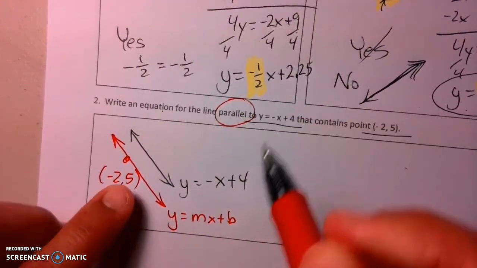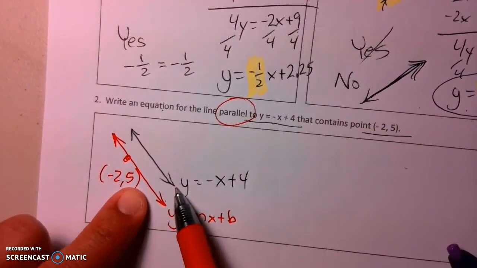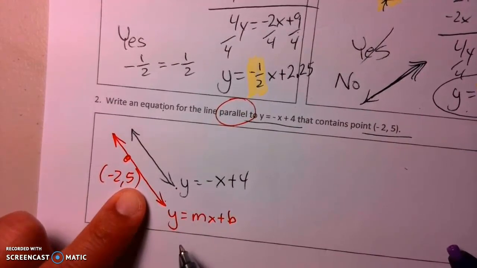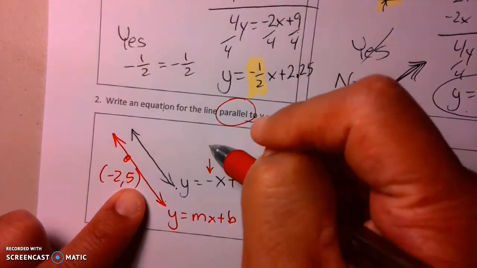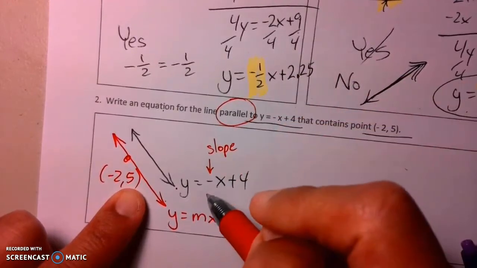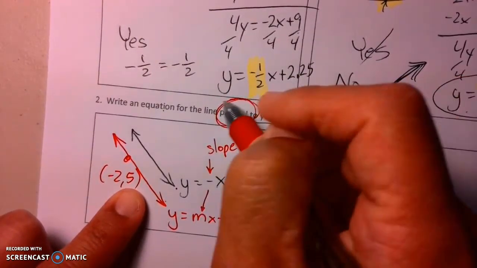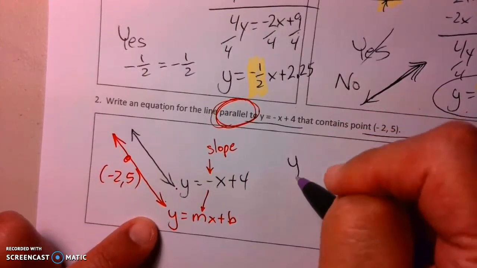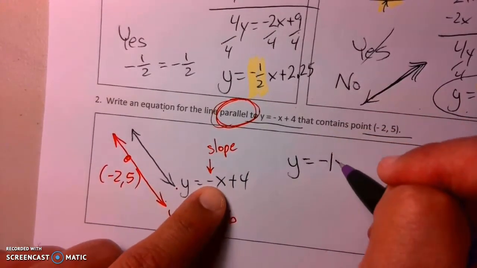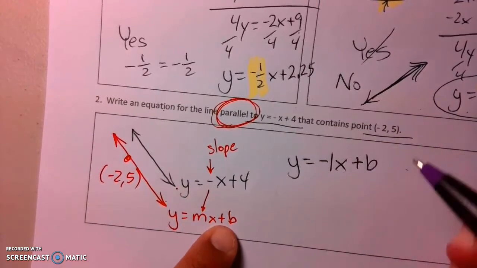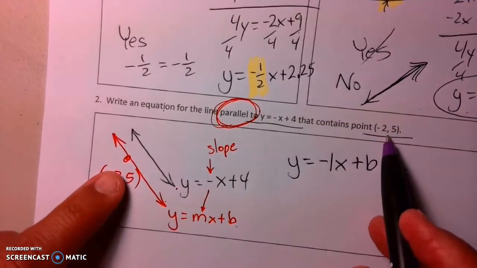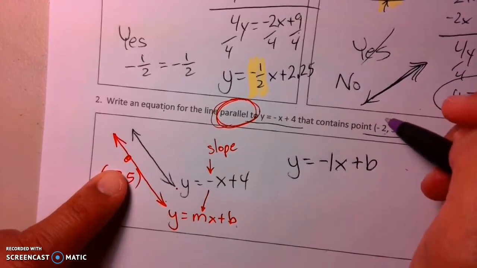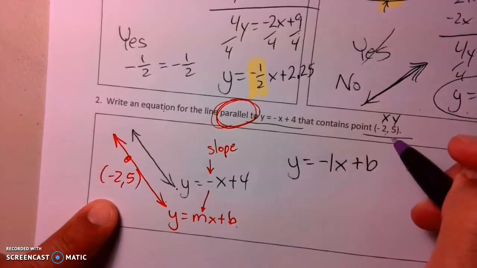Now since this red line is parallel to this black line, they must have the same slope. So the slope number here on the black line is negative 1. So that must be the same one here since the lines are parallel, negative 1 there. This is now going to be y is equal to negative 1x plus b in red. I don't know what that b is yet, but I do know this point passes through negative 2, which is an x, and comma 5, which is a y.